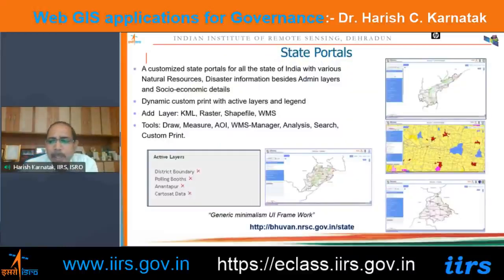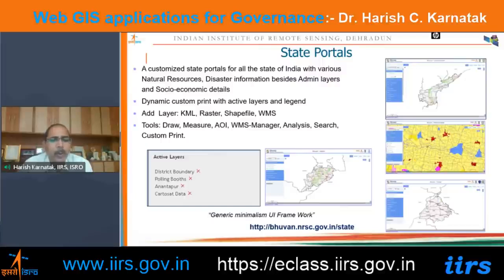This is a state portal where, for all the states of India, these datasets are available. We developed the portals, and this is the URL: bhuvan.nrc.gov.in/state. It's a customized state portal for all the states of India with various natural resources and disaster information, besides administrative boundaries and socioeconomic details. It provides a dynamic custom print with active layers and regions.